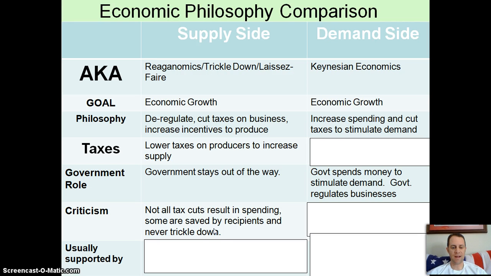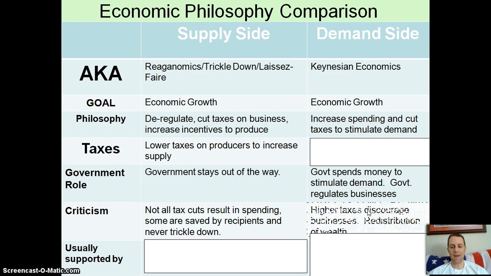Criticism of supply-side economics. Not all tax cuts result in spending. Some of these tax cuts to businesses are going to end up in profit that is distributed to shareholders and not going to lead to more production and lower prices. And the argument there would be that this money never trickles down, as I'll describe to you in a second. It actually ends up in the hands of the wealthy and stays there.